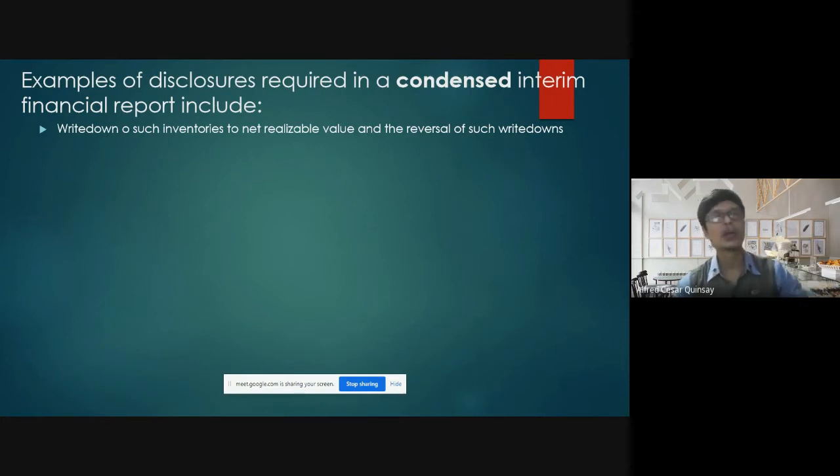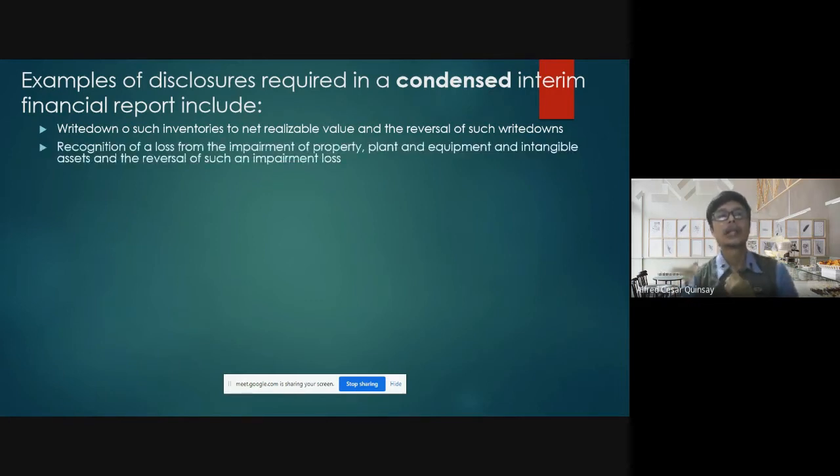So, halimbawa, meron let's say impairment of an asset, no? Let's say nangyari yon sa particular na period na yon. So that should be disclosed. Next is the recognition of a loss from the impairment of property, plant, and equipment and intangible assets and the reversal of such impairment loss.